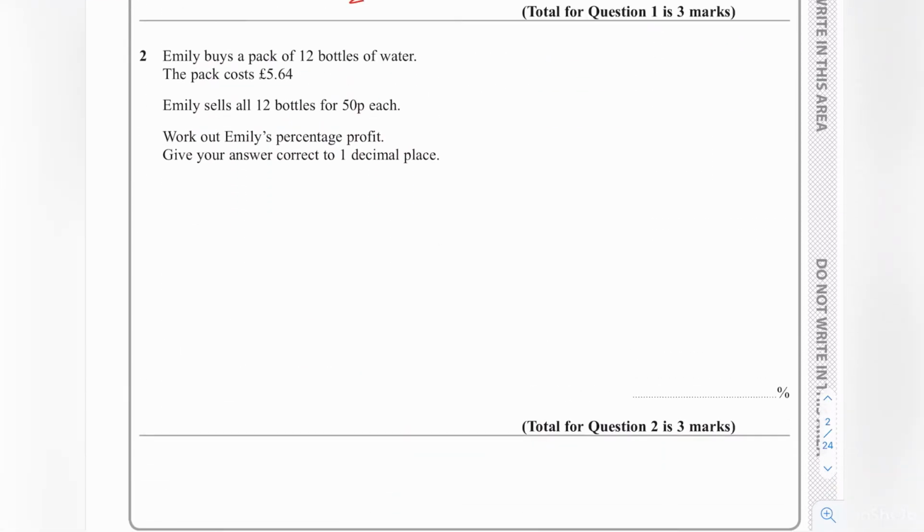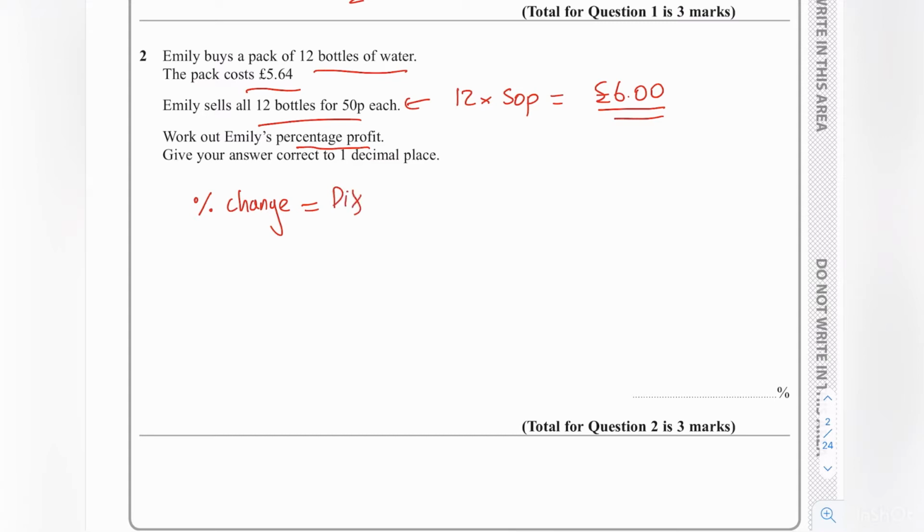In question 2, we buy 12 bottles of water which costs £5.64. She sells each of them for 50p each. So if she sells 12 bottles at 50p, she actually sells them for a total of £6. She wants to know her percentage profit. We know to work out the percentage change, that can be profit or loss, it is the difference between the two amounts over the original, however much you bought them for, times 100.